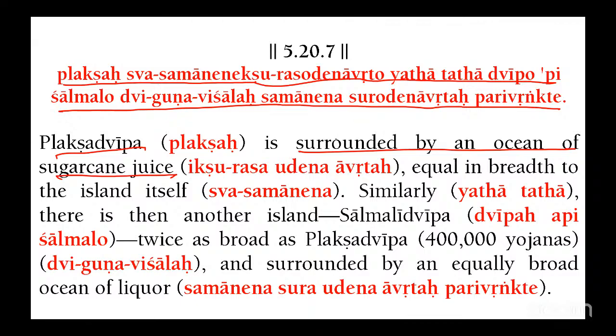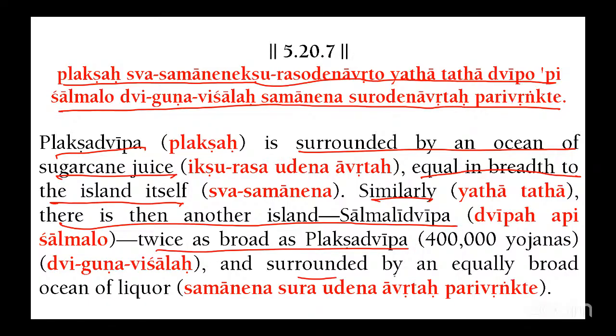I don't know. Plakshadvipa is surrounded by an ocean of sugar cane juice, which is equal in breadth to the island itself. Similarly, there is another island, Shalmali Dweepa, twice as broad as Plakshadvipa, which is 400,000 yojanas, and surrounded by an equally broad ocean of liquor. There is Jambudvipa. Surrounding Jambudvipa, there is a saltwater ocean, and surrounding the saltwater ocean is Plakshadvipa, and surrounding Plakshadvipa is a sugarcane juice ocean, and surrounding the sugarcane juice ocean is Shalmali Dweepa, and surrounding the Shalmali Dweepa is an ocean of liquor.